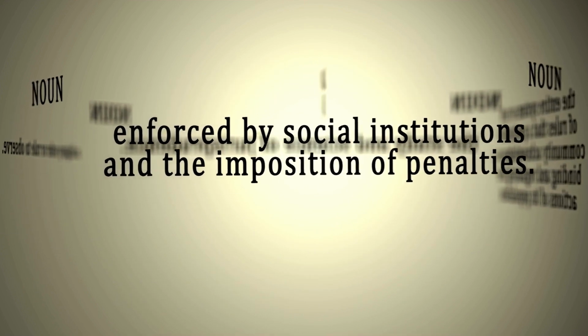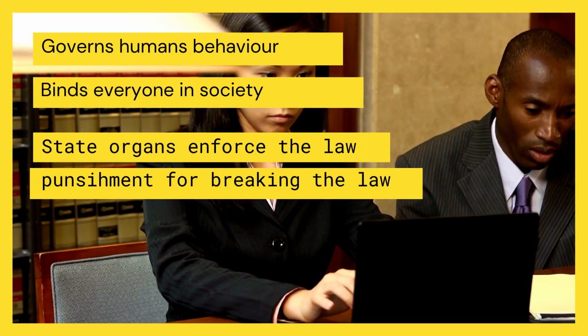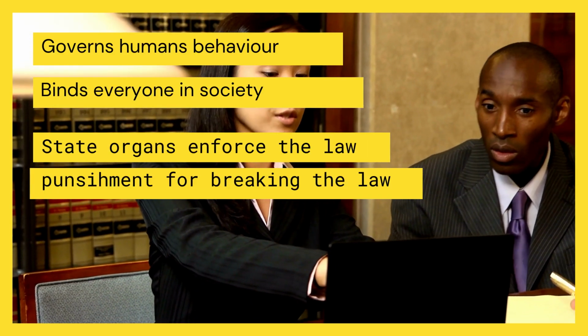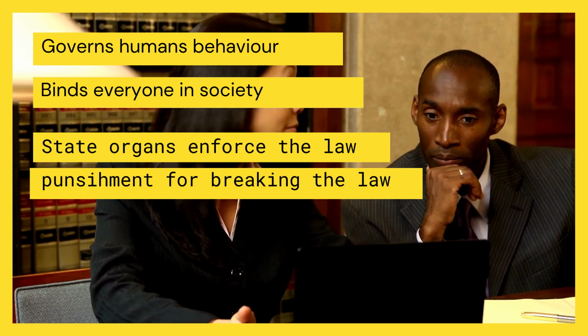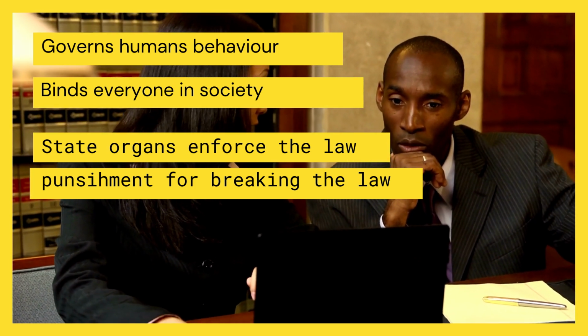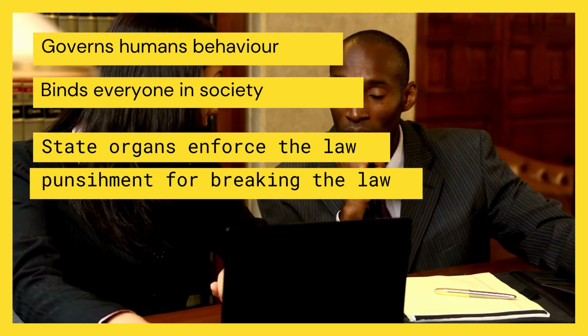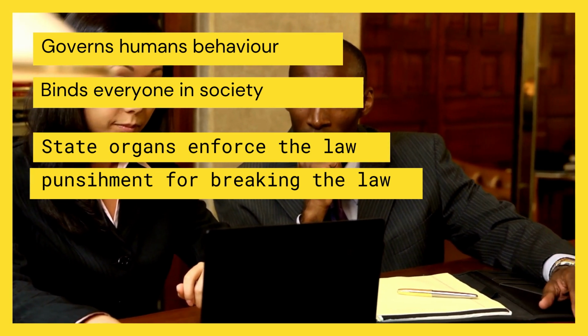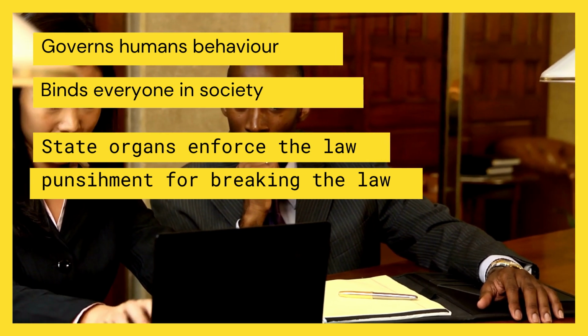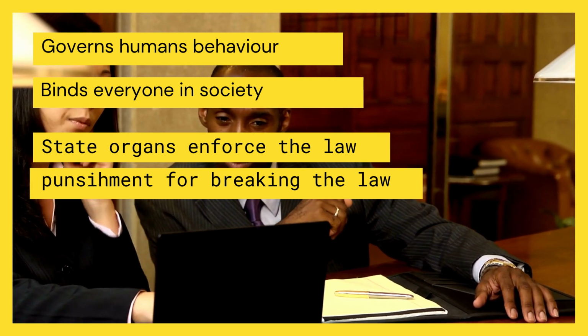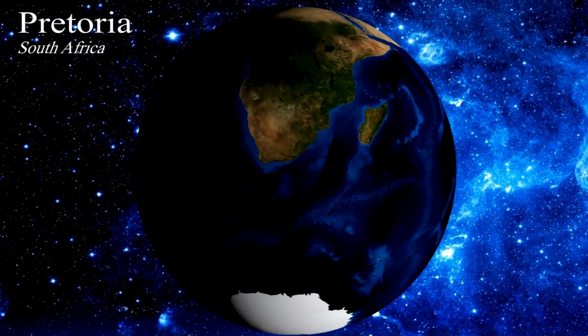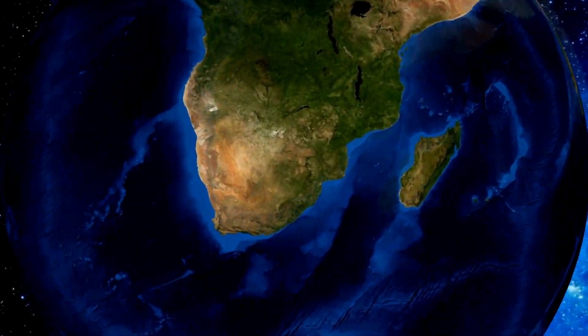So what is law? The term law has the following 4 characteristics. Number 1. The law governs human behavior. Number 2. The law binds everyone in society. Number 3. State organs enforce the law. Number 4. Disobedience to the law is punishable by the state.